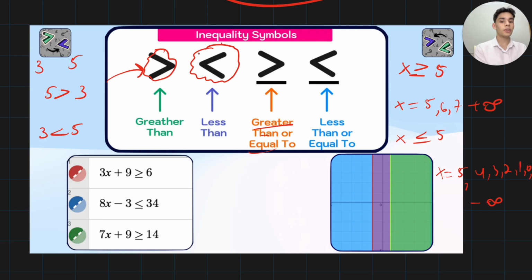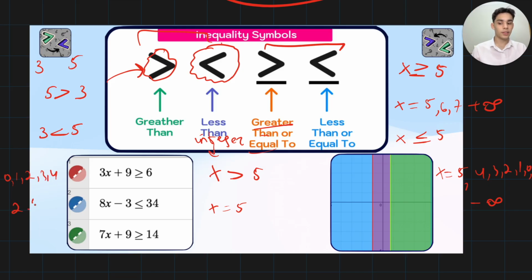But the difference between these two signs and these two signs is if I write x is greater than 5, you cannot pick 5 for the solution. You have to pick minimum of, let's say that x is an integer. Integer is values that are whole, basically 0, 1, 2, 3, 4. But we also have, for example, 2.5. This is not considered an integer because it has like 0.5 right here.